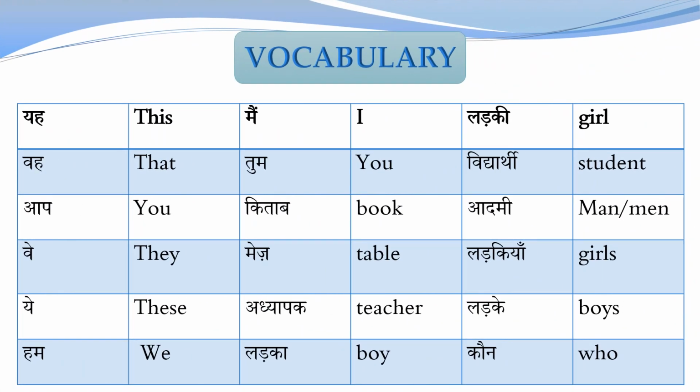Vocabulary. Here are some basic words in Hindi and their translation to English. Yah, this. Vah, that. Aap, you. Ve, they. Ye, these. Hum, we. Main, I. Tum, you. Kitab, book. Mez, table. Adhyapak, teacher. Ladka, boy. Ladki, girl. Vidyarthi, student. Aadmi, man or men. Ladkiyan, girls. Ladke, boys. Kaun, who.